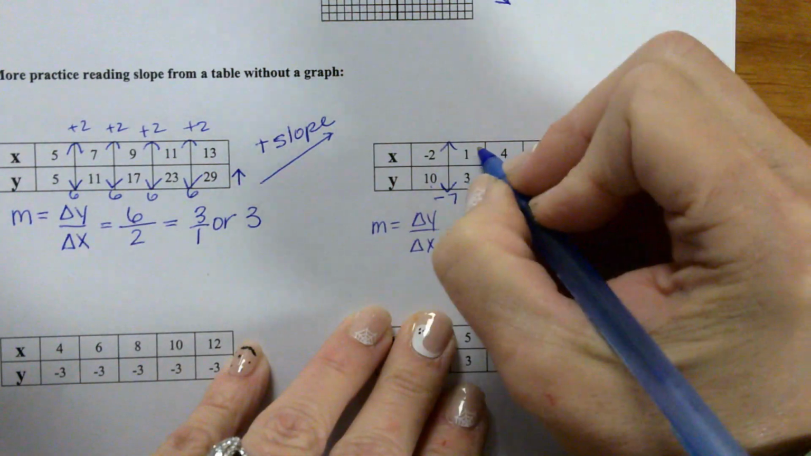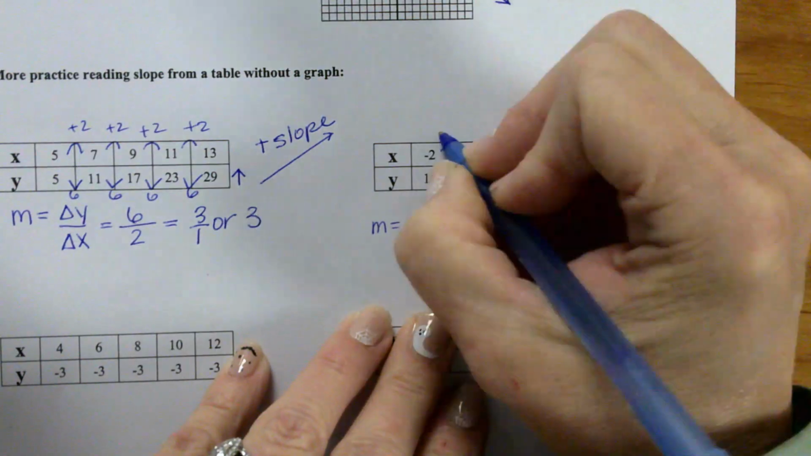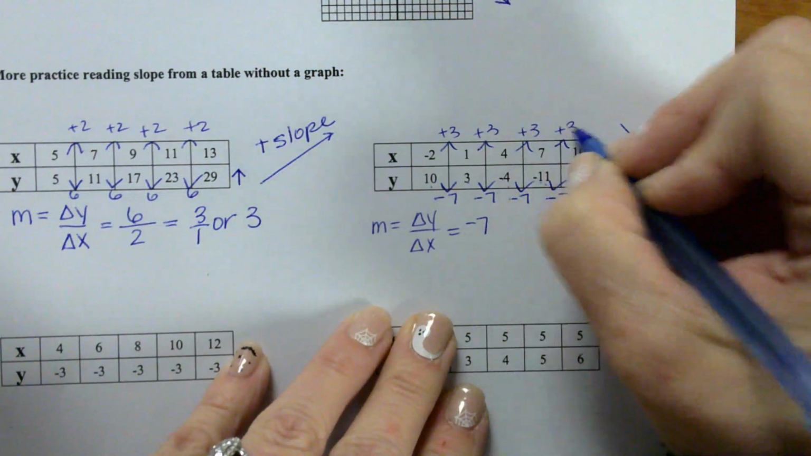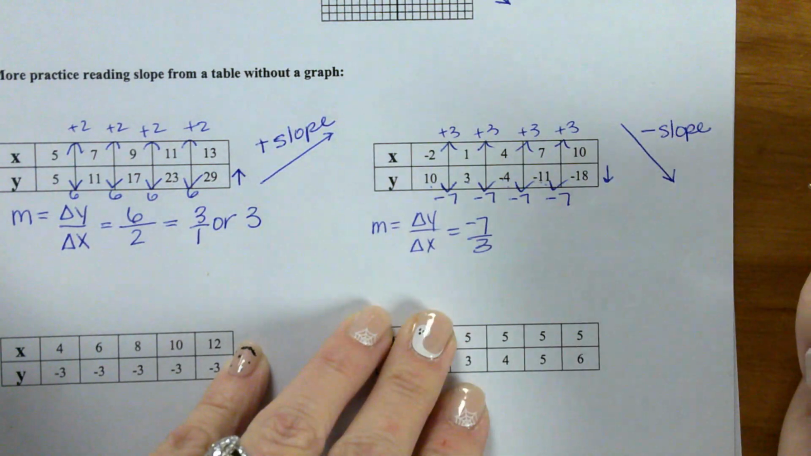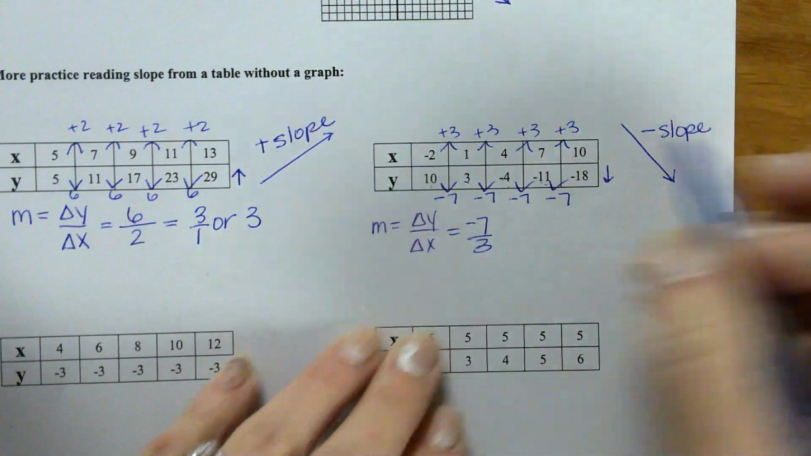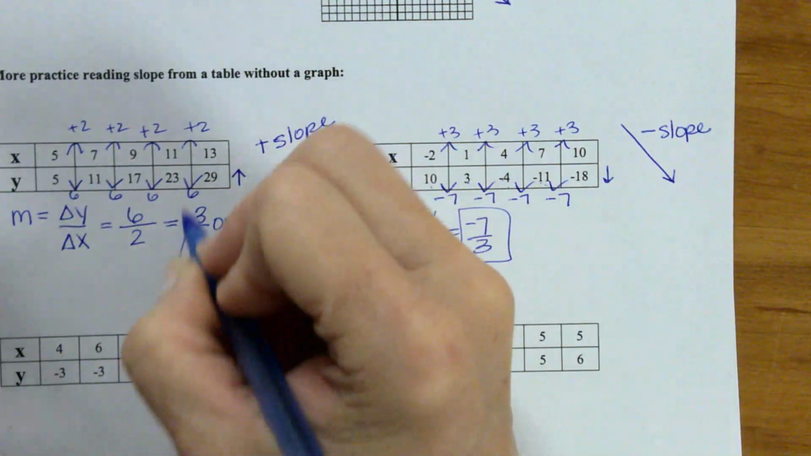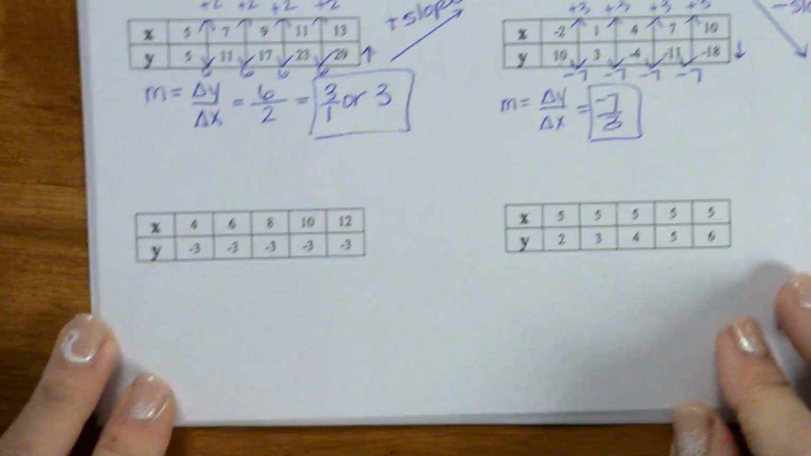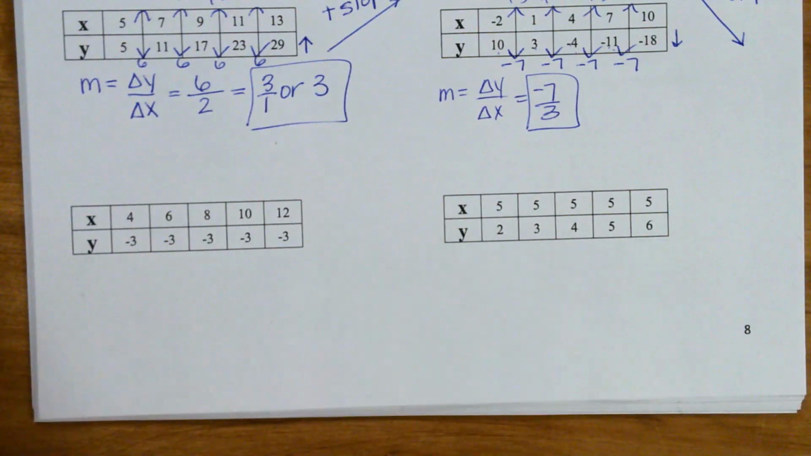What's happening here? Okay. 3 and 3. That's also 3. That's also 3. Okay. So what's my slope for this one? Yeah, that's the slope. And it is negative. Okay. We're going to take a look at the next one.